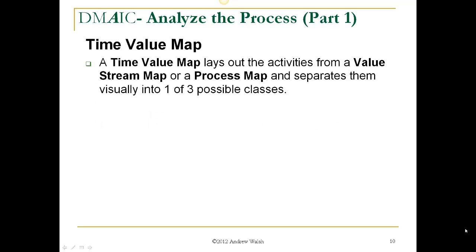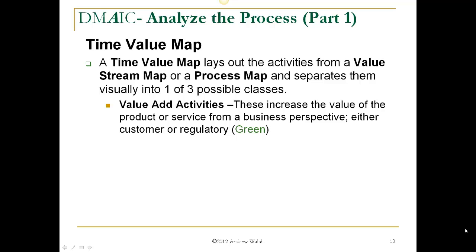A time value map lays out the activities from a value stream map or a process map and then separates them individually into one of three possible classes. Value add activities. These increase the value of the product or service from a business perspective. Either the customer is benefiting or it's a regulatory benefit. And these are usually labeled as green.